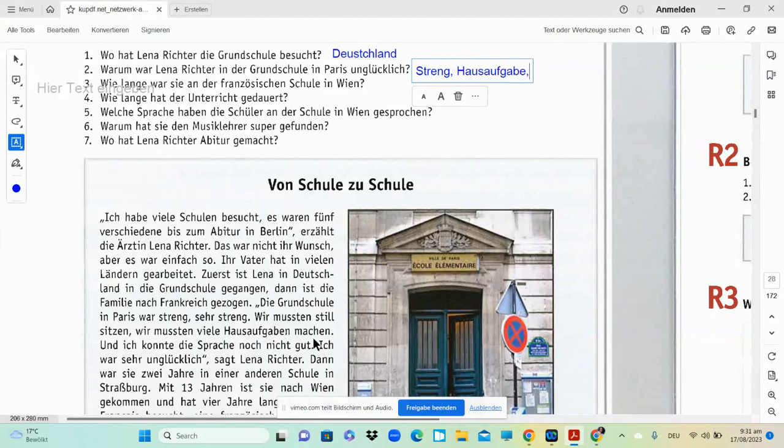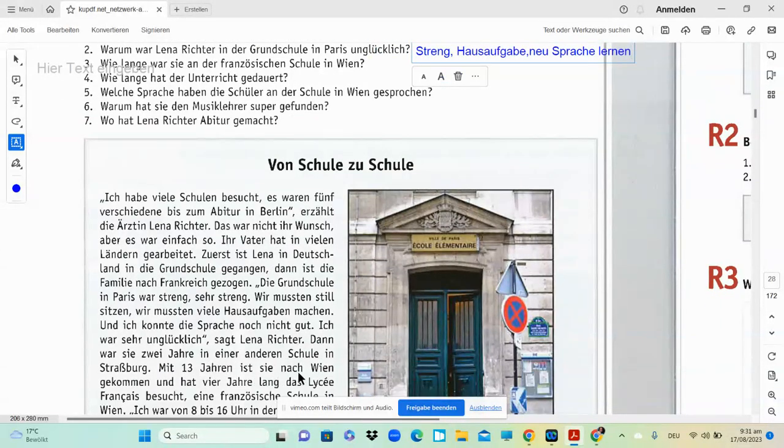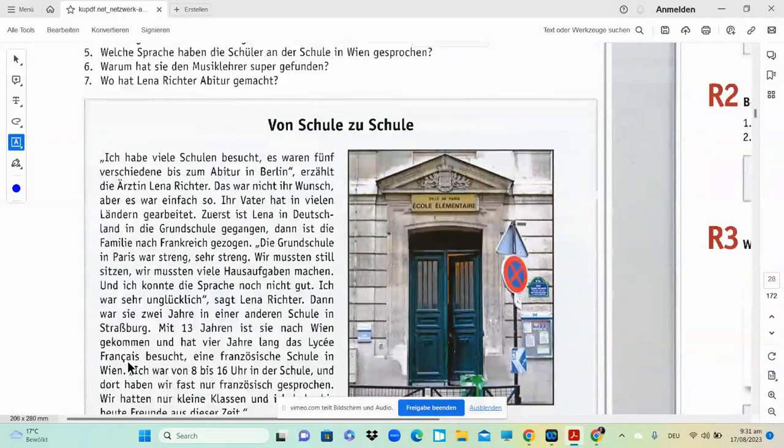Okay. Then, und ich kannte die Sprache noch nicht gut. So, neue Sprache lernen oder verstehen. Also this meant good. So you've got 3 reasons why it was not good. Okay. Ich war sehr unglücklich, sagt Lina Richter. Dann war sie 2 Jahre in eine andere Schule in Strasbourg. So she went to another school. So maybe you can say for 2 years she went over there. At 13 ist sie nach Wien gekommen und hat 4 Jahre lang das Lycée Frankreich besucht.